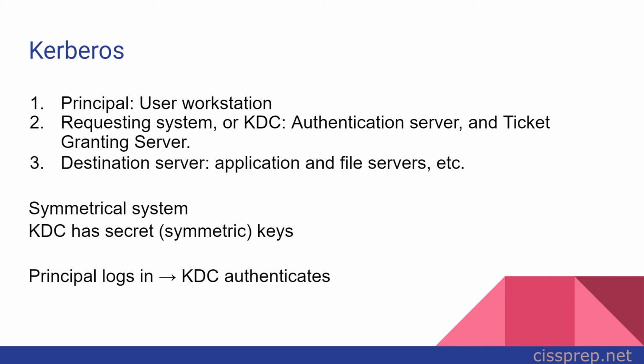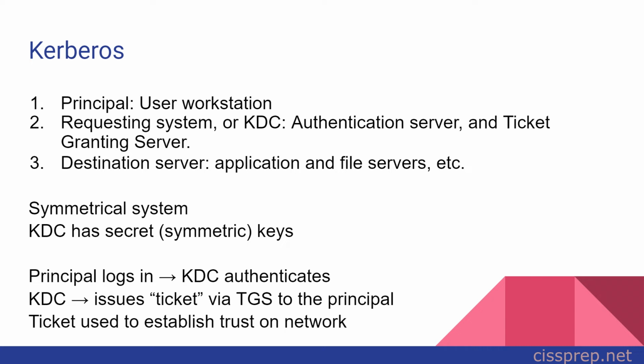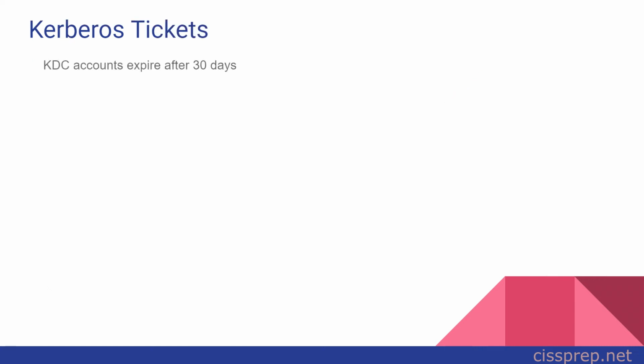Basically, your password hash is sent to the KDC, which after verifying sends you a ticket from the ticket granting service. And these tickets are used to establish trust on the network. So some more tidbits you'll need to know about Kerberos. Basically, the accounts expire after 30 days if they're not used, and that's when the accounts become untrusted. Not the tickets, the accounts. Again, the hash is the unique user key.